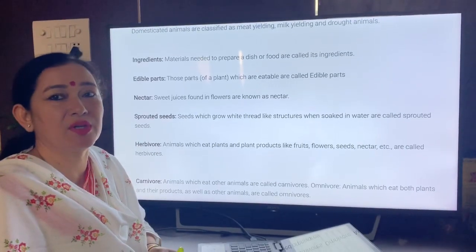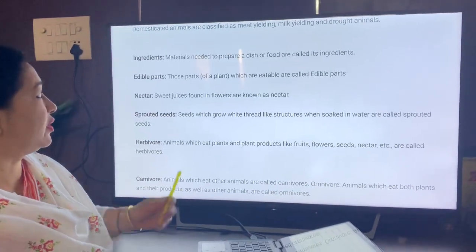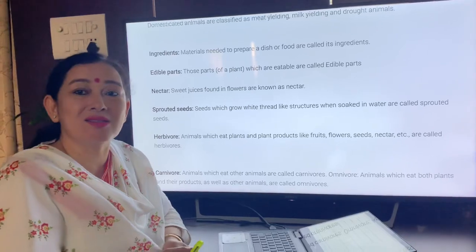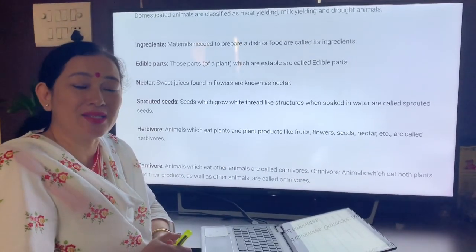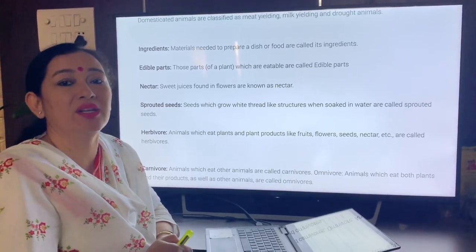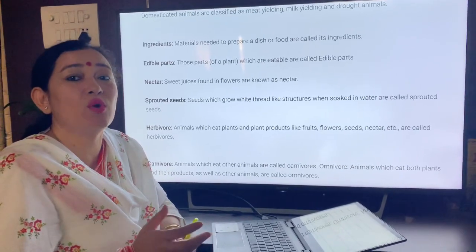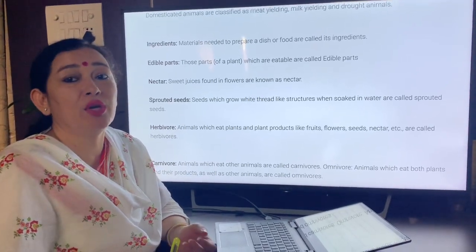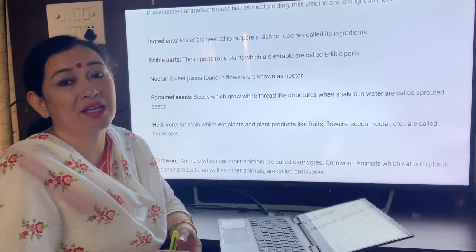Children, in this chapter, we are going to come across certain keywords, and some of them are here. Ingredients are materials that are required to prepare a certain dish. For example, if you want to prepare boiled rice, you will need rice and water. So rice and water are the ingredients to make boiled rice. Similarly, if your mother wants to prepare kheer, what all ingredients would you need? You are going to require milk, rice, and sugar for making kheer.